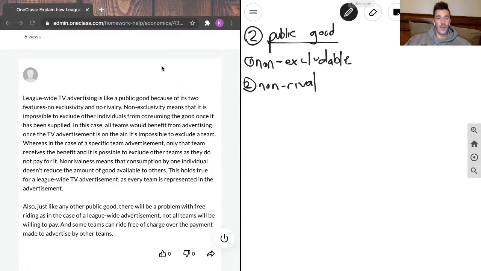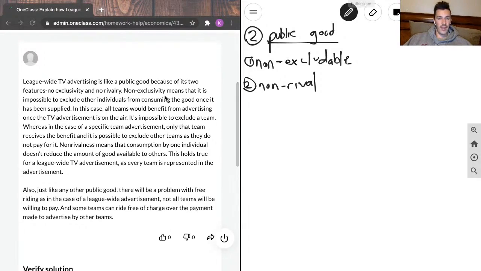Also, just like any other public good, there will be a problem with free riding, as is the case of a league-wide advertisement, because not all teams will be willing to pay. And some teams can ride free of charge over the payment made to advertise by other teams.